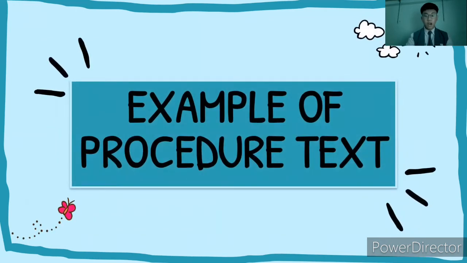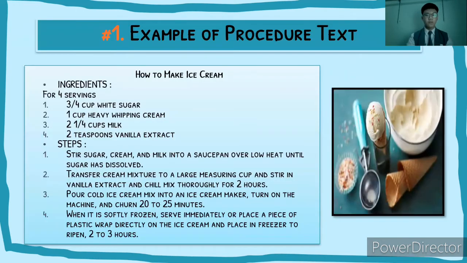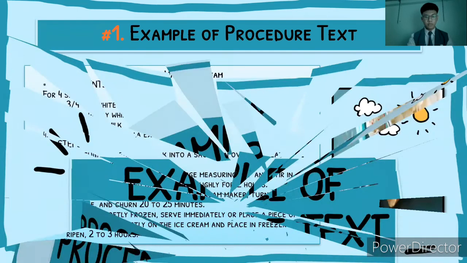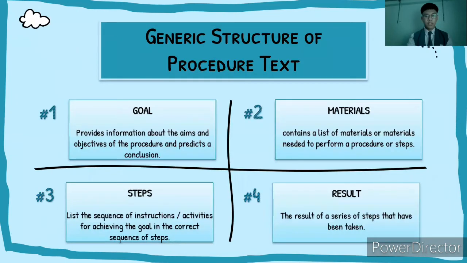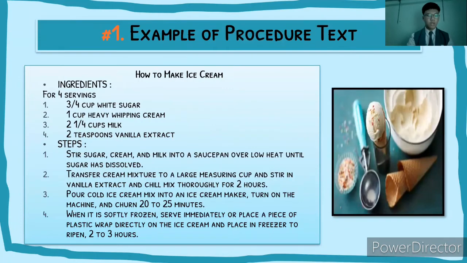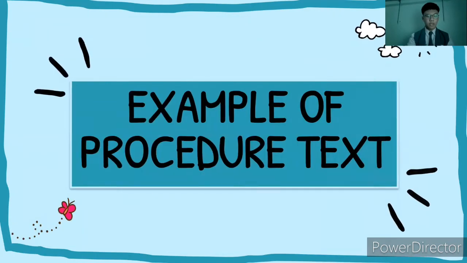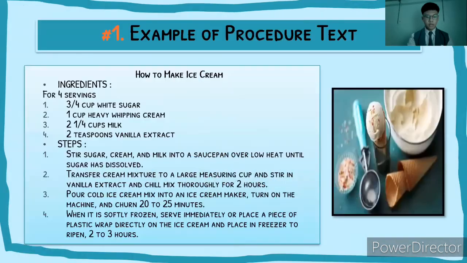Okay, to the next slide is example of procedure text. Now for the first example of procedure text is how to make ice cream. So the how to make ice cream is the first generic structure, which is goal. Now to ingredients. Ingredients are materials. Now to the steps. Steps are steps 1 until 4 and the result is in the picture.